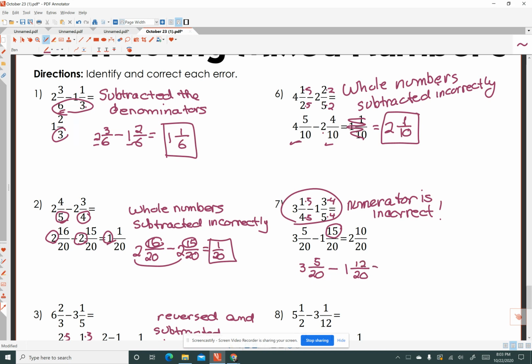So we're going to need to borrow. We make this a 2, and we're going to add 20 to the top. So that will be 2 25 over 20 minus 1 12/20. 2 minus 1 is 1. We're working in 20ths. 25 minus 12 is 13. 1 13/20.